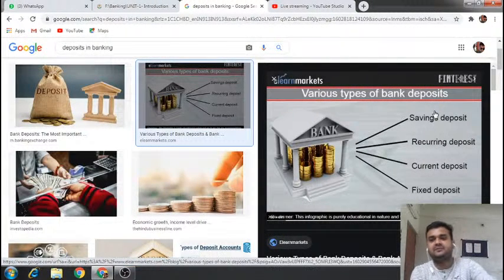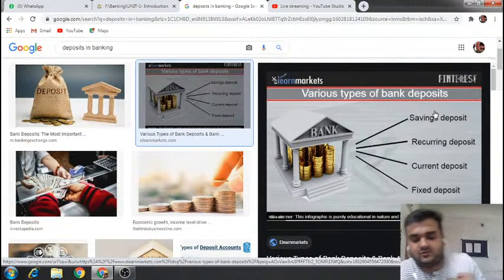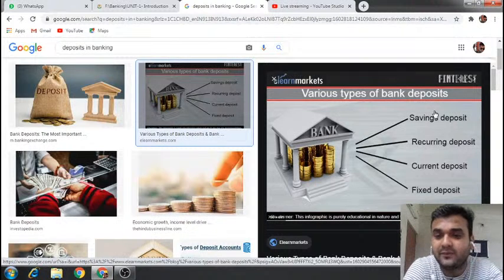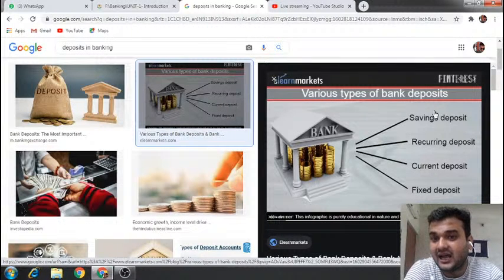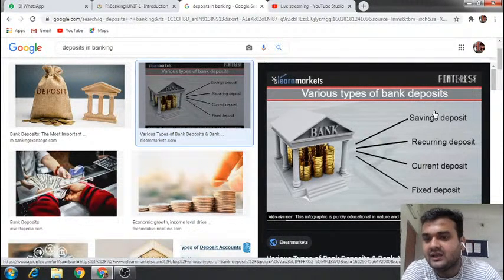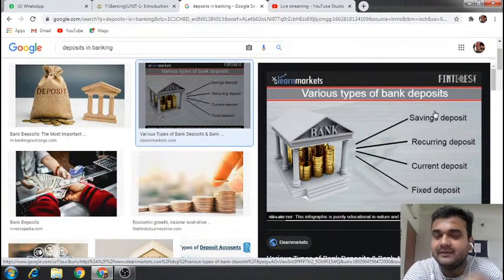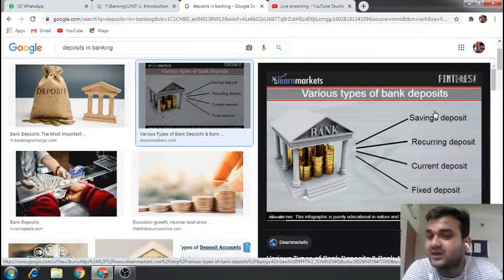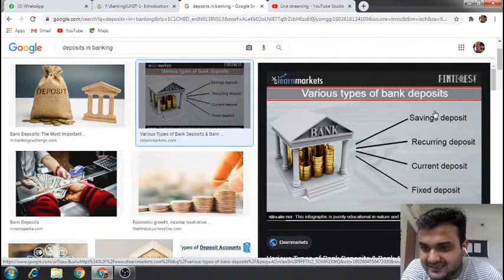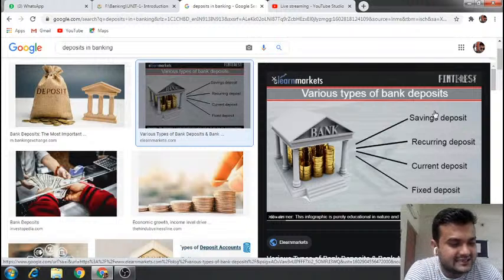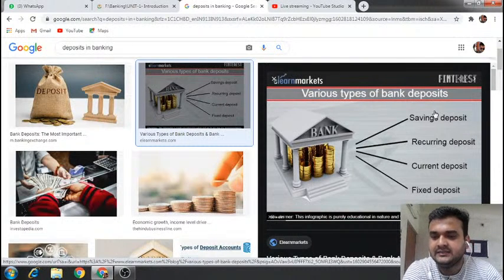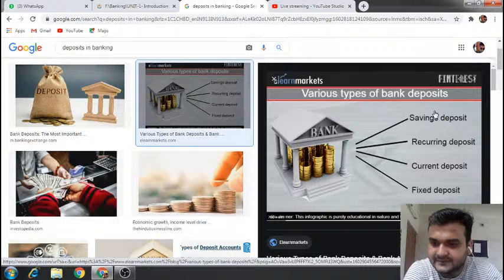The different types of deposit facilities, which means when you want to deposit your money in the bank, it's a general relationship. So what are the different deposit facilities available? Number one is saving deposits. We'll do each one of these one by one, but let's take a quick review. Number one is saving deposits. Number two is recurring deposits. Number three is current deposits, and number four is fixed deposits.